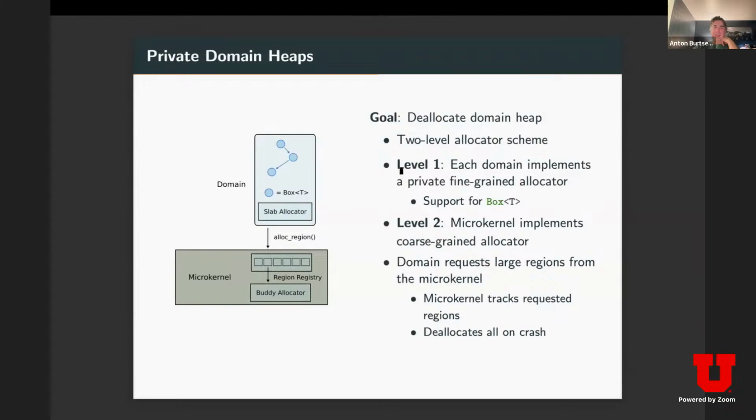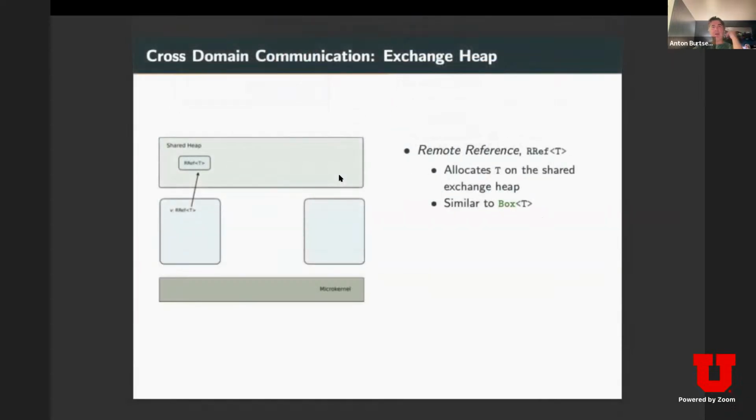And what we do is that every time we allocate a page, we keep a record. So we track all the pages which we allocated for this specific domain. And when there is a bug, we can walk through all these pages and deallocate them. And this is how we deallocate this entire private heap, right?